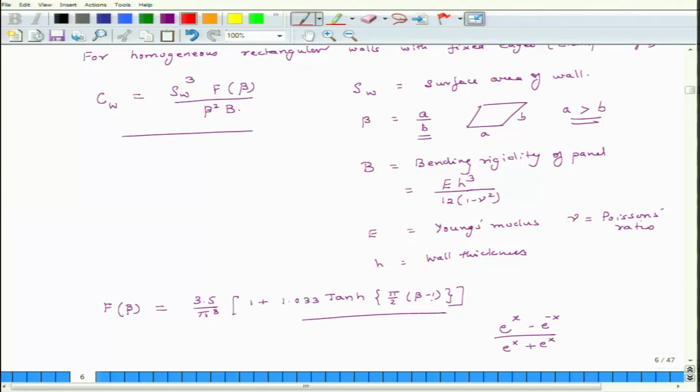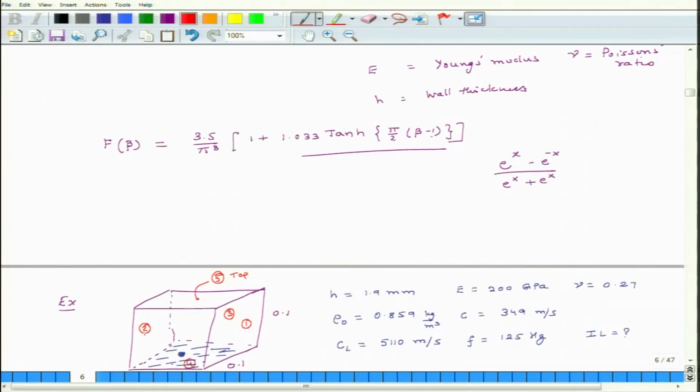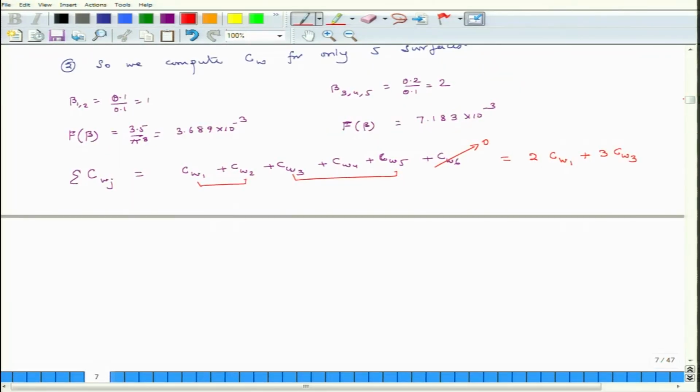No, actually I am not correct. CW1 and CW2 are going to be the same, same area, same beta, everything same. Same thing with 3 and 4, CW3 and CW4 will be same, but CW5 will be different. Okay. So, this is not correct. So, it is equal to 2 CW1 plus 2 CW3 plus CW5. Okay. So, you do all the calculations which I am not going to reproduce.